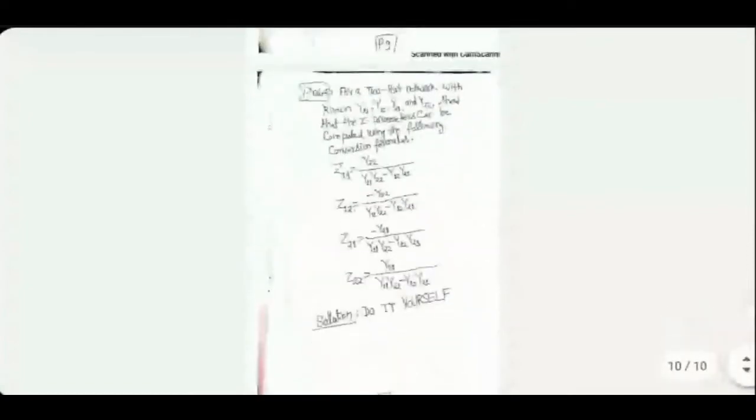The last problem which I would like you to tackle is, supposing you are given Y parameters, how would you calculate Z parameters? Of course, sir, one method is matrix inversion.